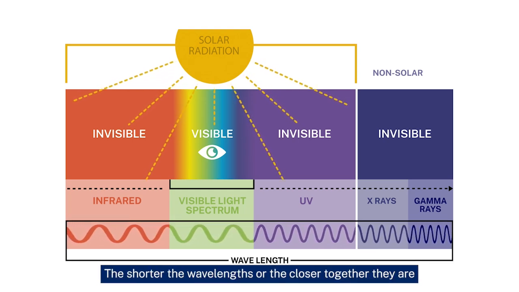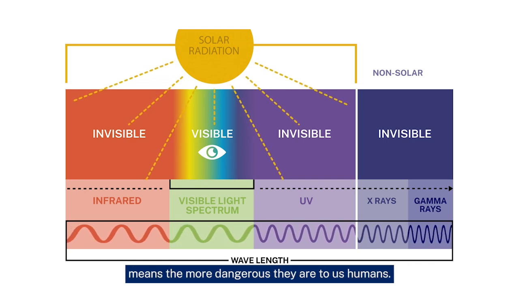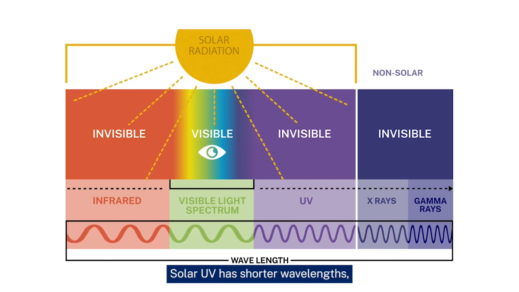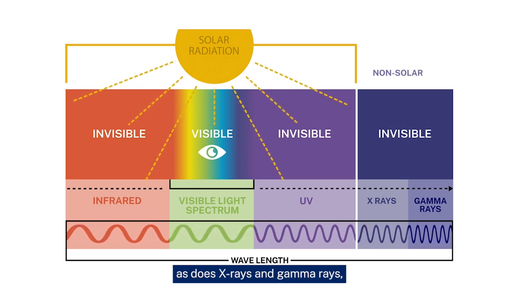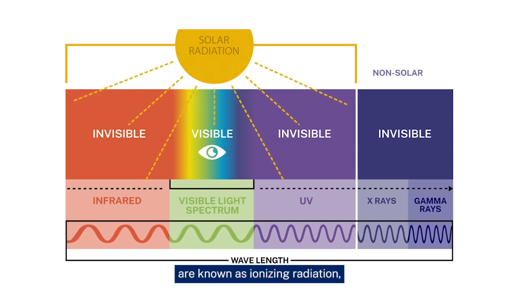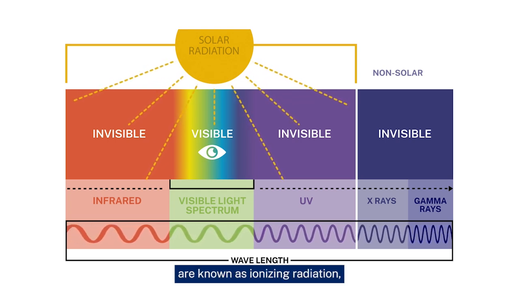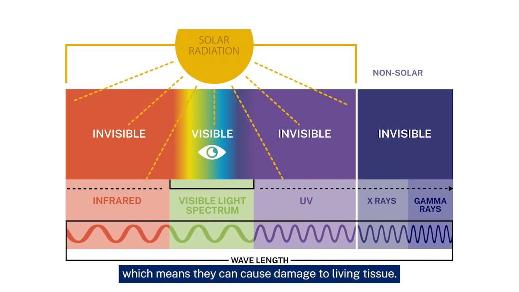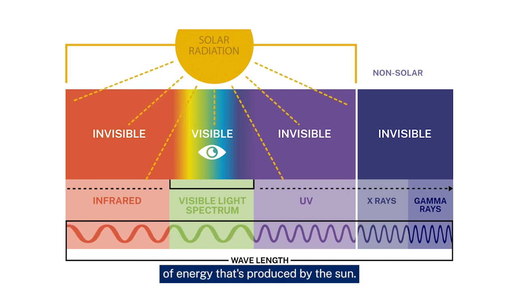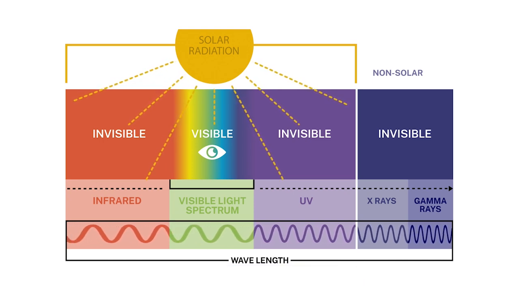The shorter the wavelength, or the closer together they are, means the more dangerous they are to us humans. Solar UV has shorter wavelengths, as do X-rays and gamma rays, which are not produced by the sun. These three types of radiation are known as ionising radiation, which means they can cause damage to living tissue. This means that UV is the most dangerous type of energy that's produced by the sun.